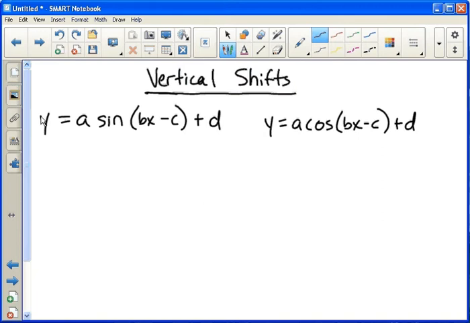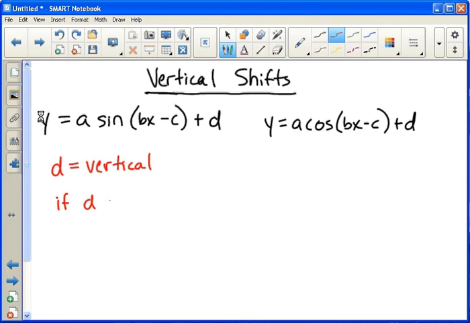So A still represents amplitude. B still helps you find your period. You do 2 pi over B. The horizontal shift would be C over B. And then D is your vertical shift. So D represents your vertical shift.